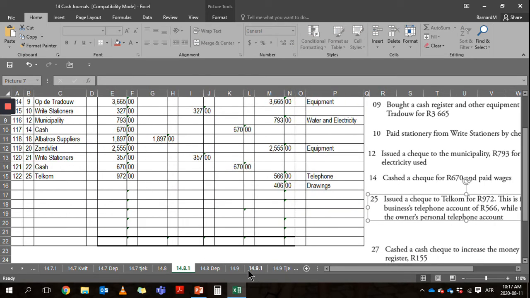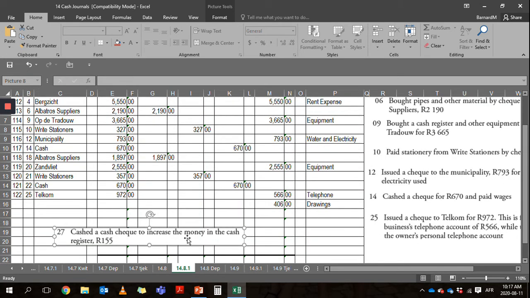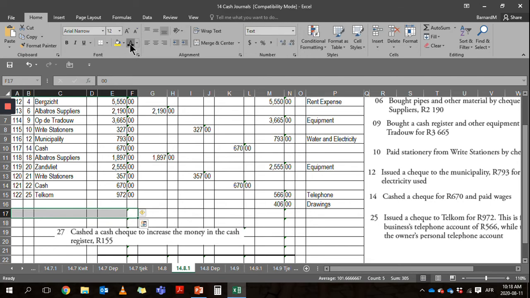The next one is on the 27th, which says cash a check to increase the money in the cash register. Another word for cash register is a till. So that means it is cash float. That's what we're going to call it. It is a cash check. And be careful, you will see I will leave open this line because I cannot write anything there, because that amount still has to do with this 972. So that amount of 155 will then be for cash float.